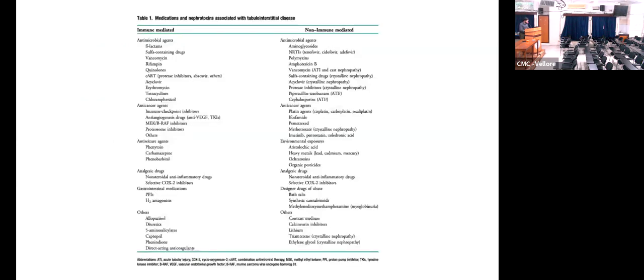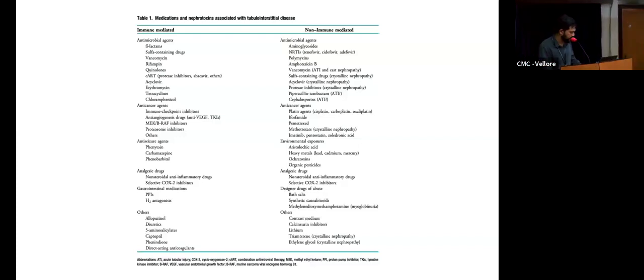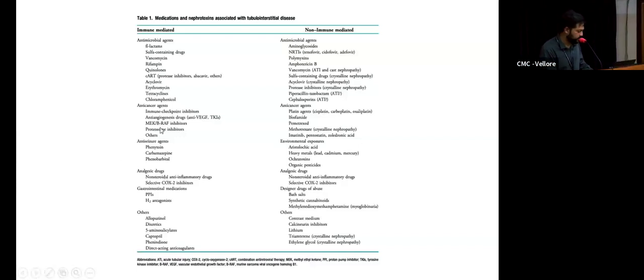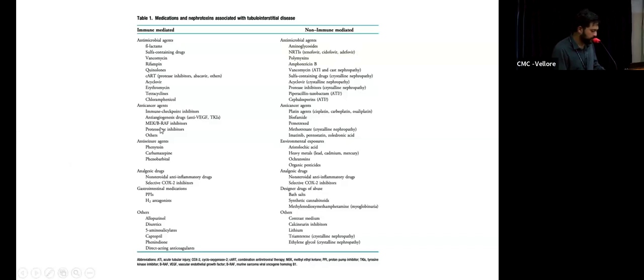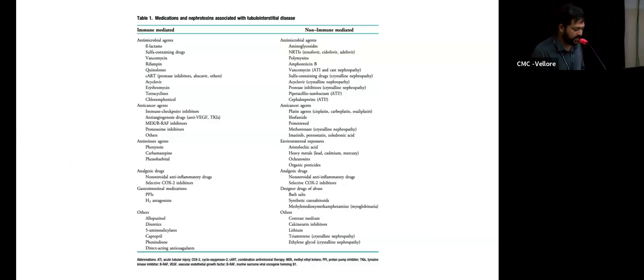Now, this is an exhaustive list of drugs and medications which are associated with tubulointerstitial disease. You have the antibiotics, which are most common: beta-lactams, sulfa drugs, vancomycin, rifampicin. The anti-cancer drugs, especially the immune checkpoint inhibitors, are notorious for causing acute interstitial nephritis, especially after many months of starting. And anti-seizure medicines. In fact, any drug that you take has the potential to cause it. I'll focus on the specific drugs later on in my talk.